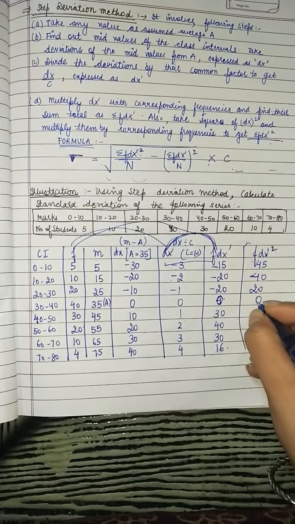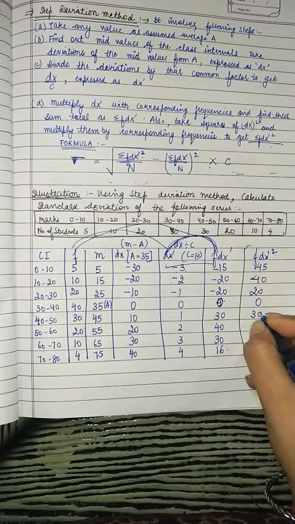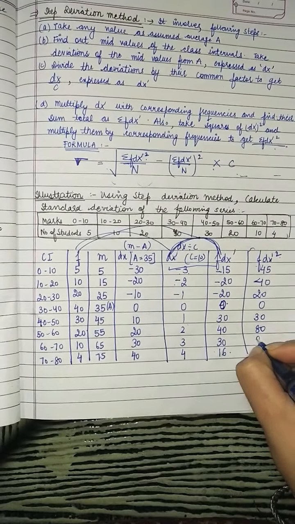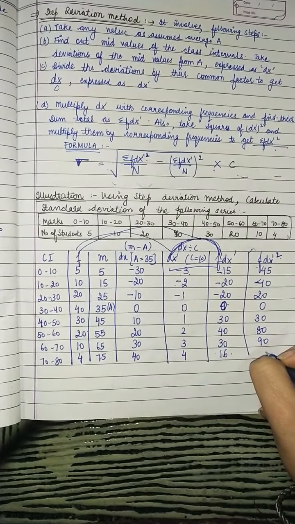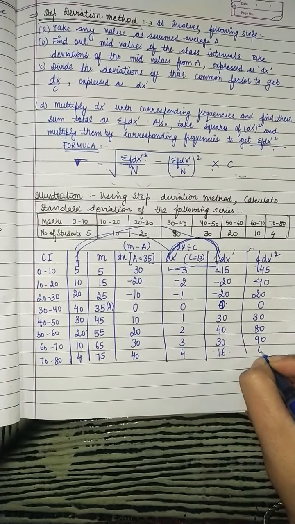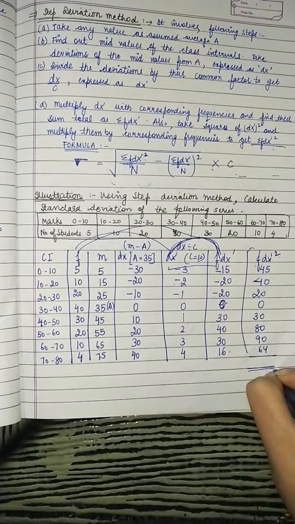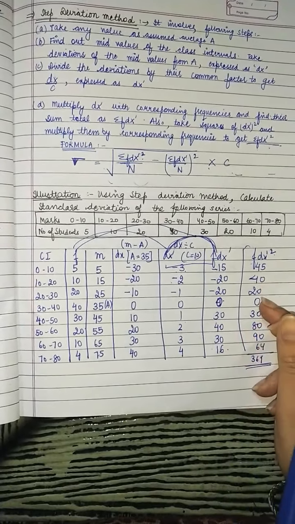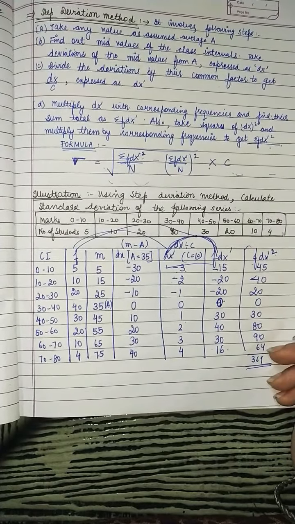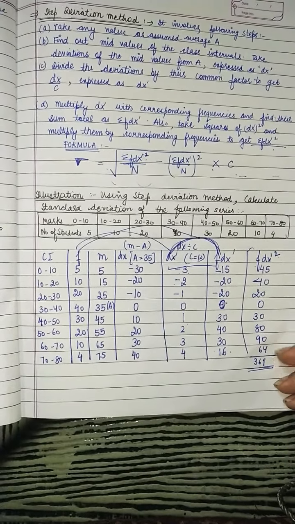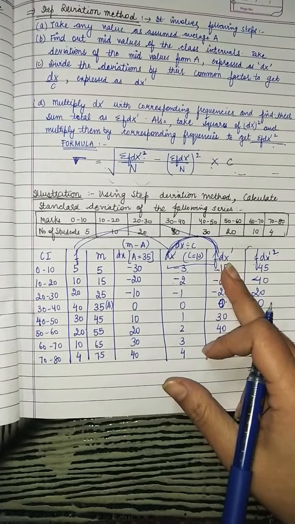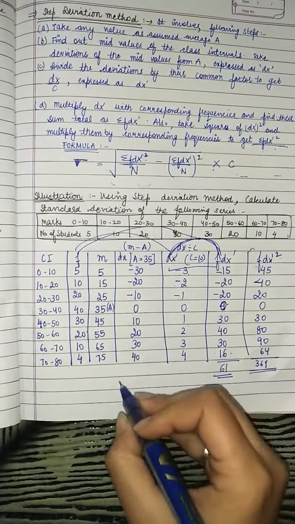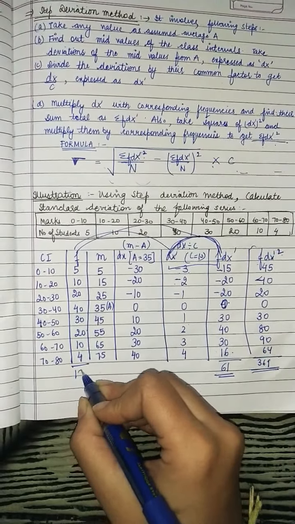0 into 0 is 0. 30 into 1 is 30. Then 40 into 2 is 80. 30 into 3 is 90. And 16 into 4 is 64. So we are having the total, that is 369. 45 plus 40 plus 20 plus 30 plus 80 plus 90 plus 64. And the total for the summation of f dx dash is 61. And we are having n as 139.